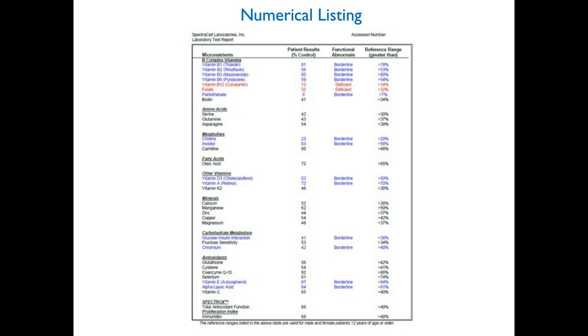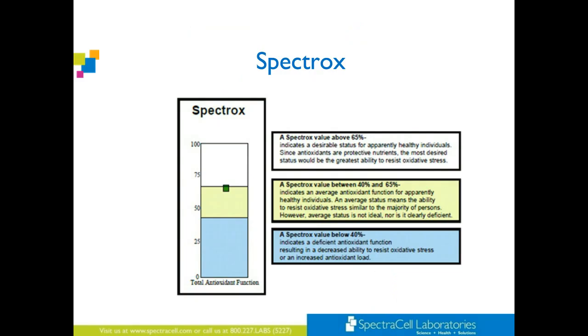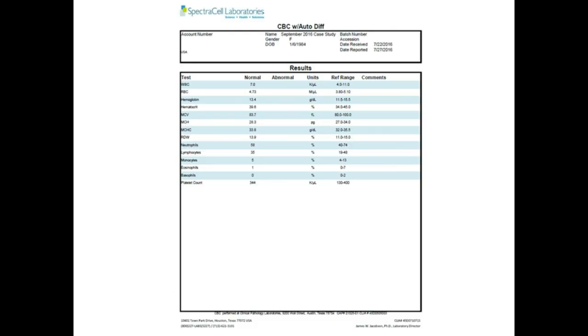And once again, we'll come back to that. But this is just a summary of the nutrients, the micronutrient test that we talked about earlier. And once again, the SpectraCell that I mentioned. And now we're going to get to, of course, the CBC.